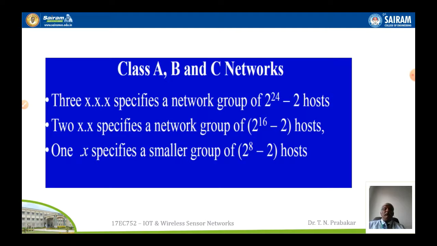So the maximum number of systems available in a 3XXX case is actually 2 power 24 minus 2. And the XX specifies 2 power 16 minus 2, and 1X specifies 2 power 8 minus 2. So that is the number of systems available in each and every type of network.